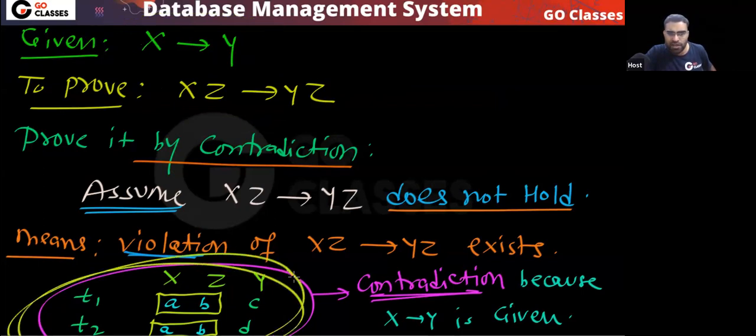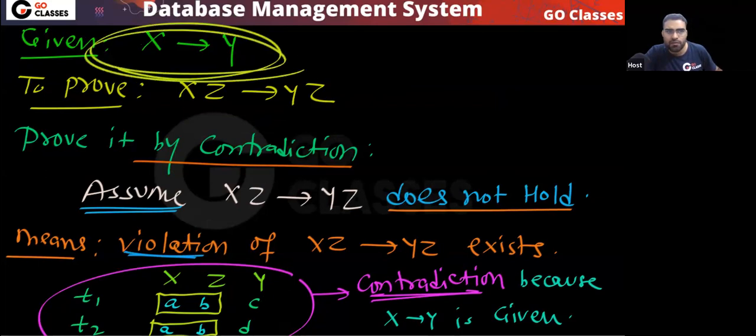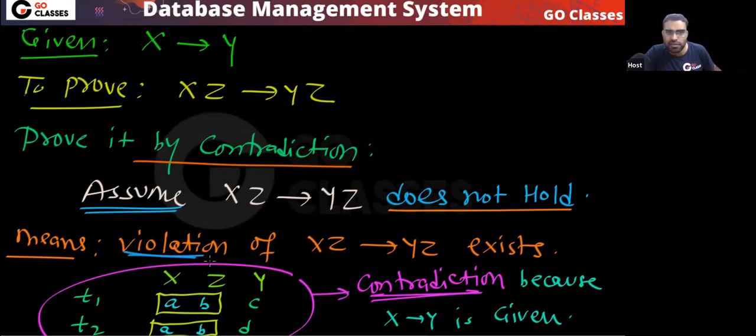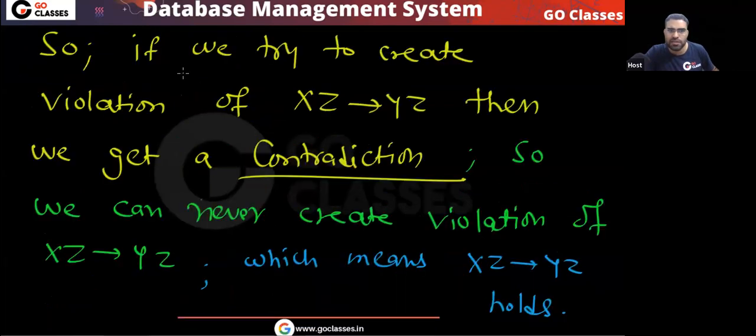If you create this type of violation, look at this, then a contradiction will happen. Because X determines Y, if you create a violation, then here you can notice X does not determine Y. So a contradiction will happen. That is the reason I can say you can never create a violation. If you can never create a violation, then this functional dependency will hold. So this is the proof. Is this clear? Please tell me.